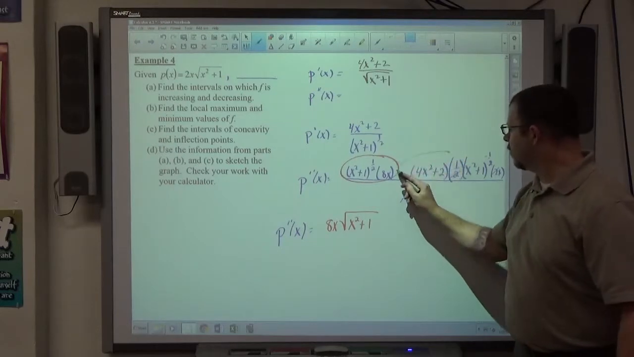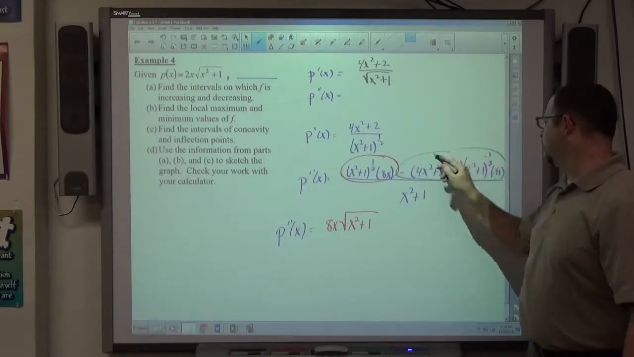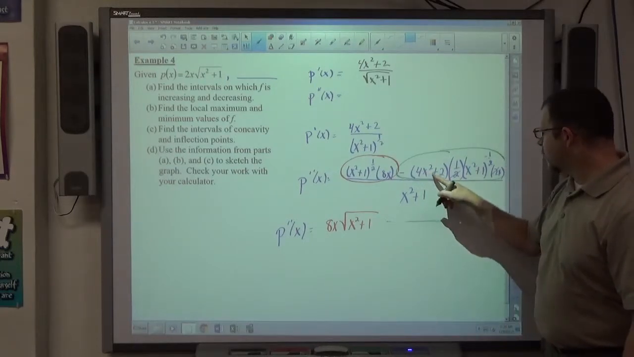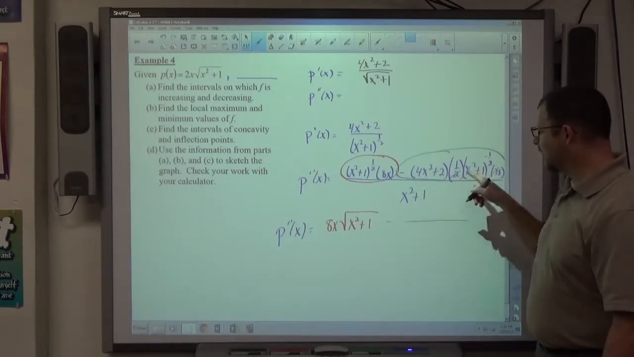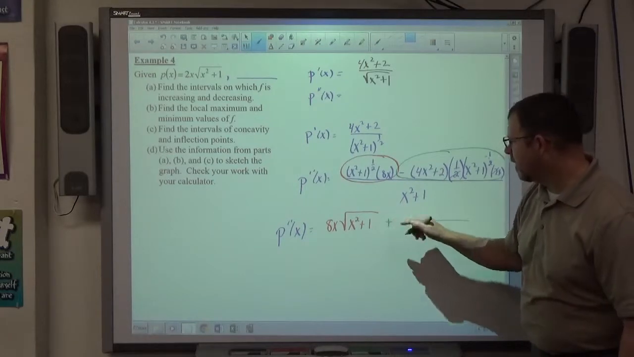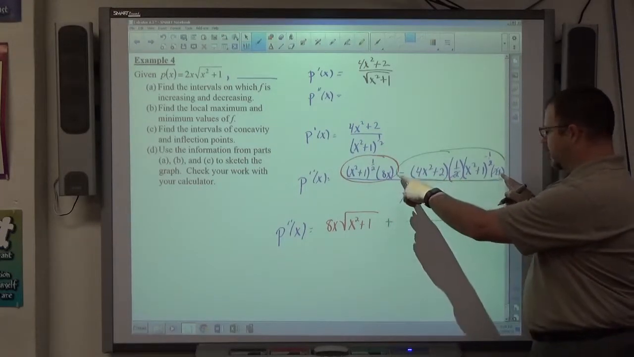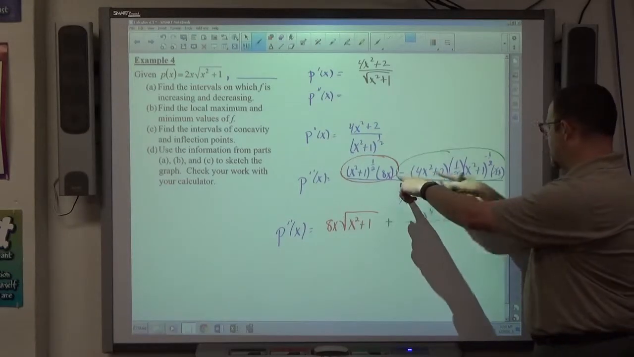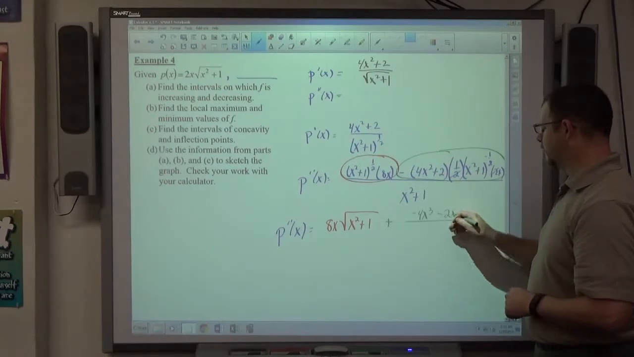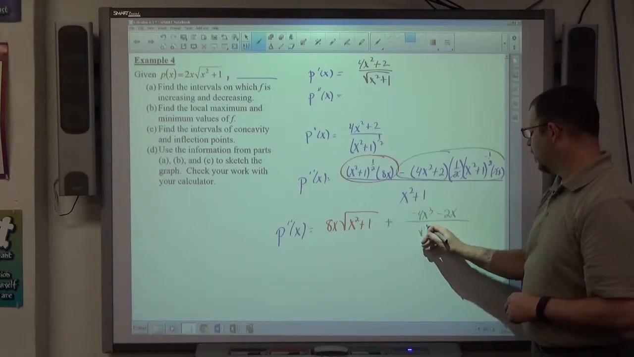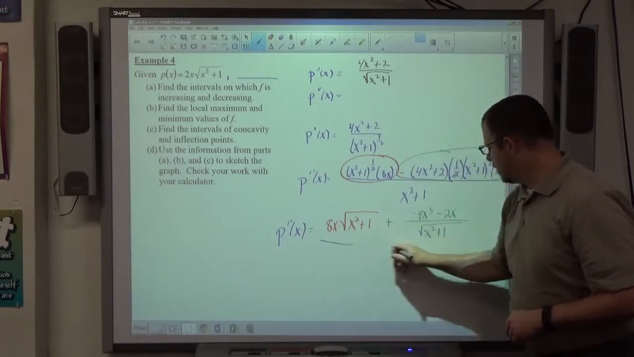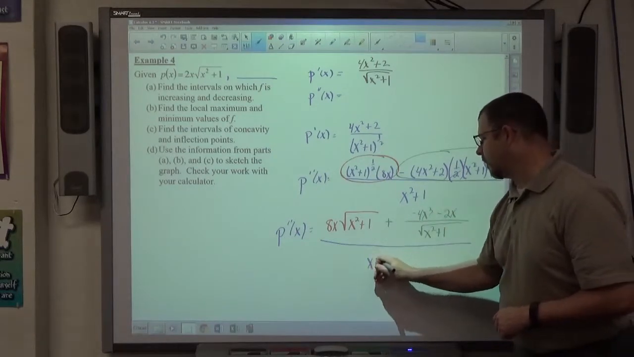This thing here, which is all this stuff being multiplied together, 4x squared plus 2 is being multiplied by x. I'm going to make this a plus sign because I'm going to deal with the minus sign through the multiplication. Minus x times 4x squared is minus 4x cubed. Minus x times 2 is minus 2x. All that's over the square root of x squared plus 1. That's my top, and then over x squared plus 1.